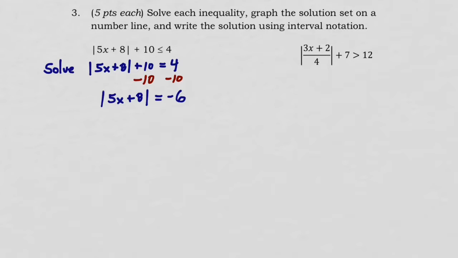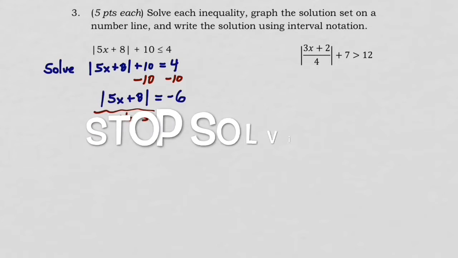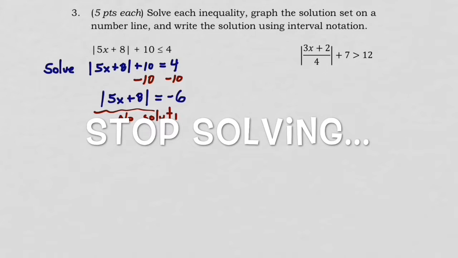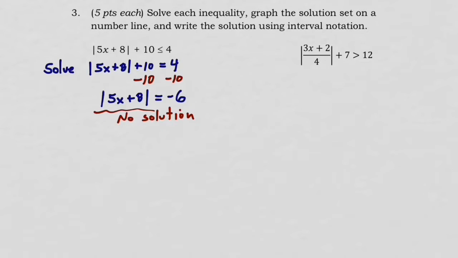So based on what we saw in the last example, I hope some alarm bells are going off here, because having an absolute value compared to a negative number is problematic because absolute values are never negative. So there's going to be no solution to this equation. So we need to recognize to stop and not go any further. So let's go back and think about what we started with. We had the absolute value of 5x plus 8 plus 10 is less than or equal to 4.